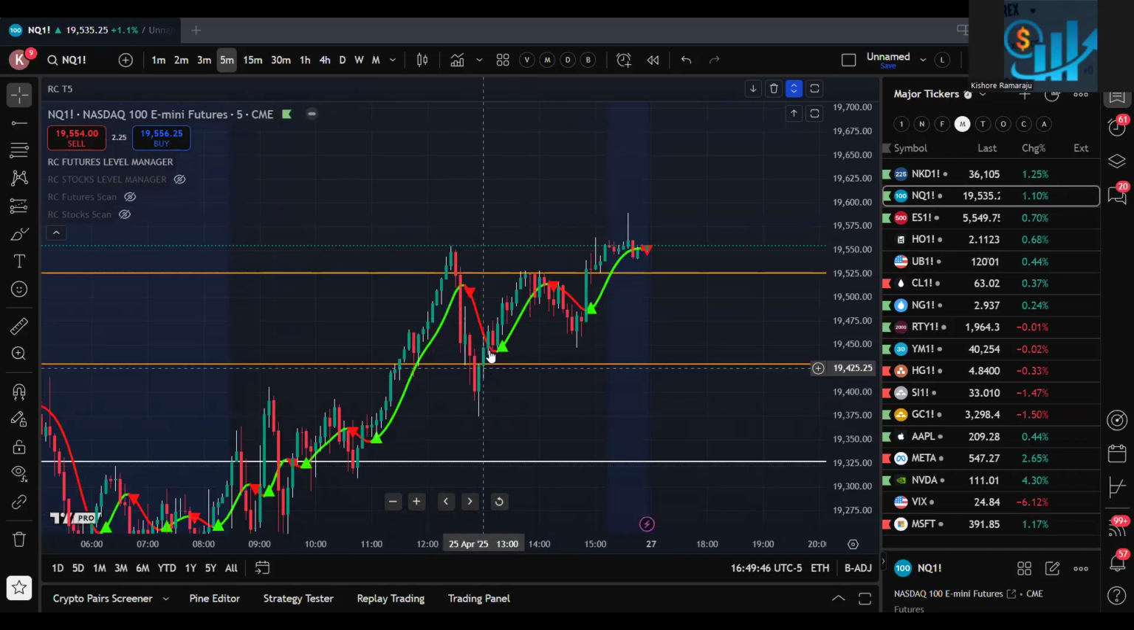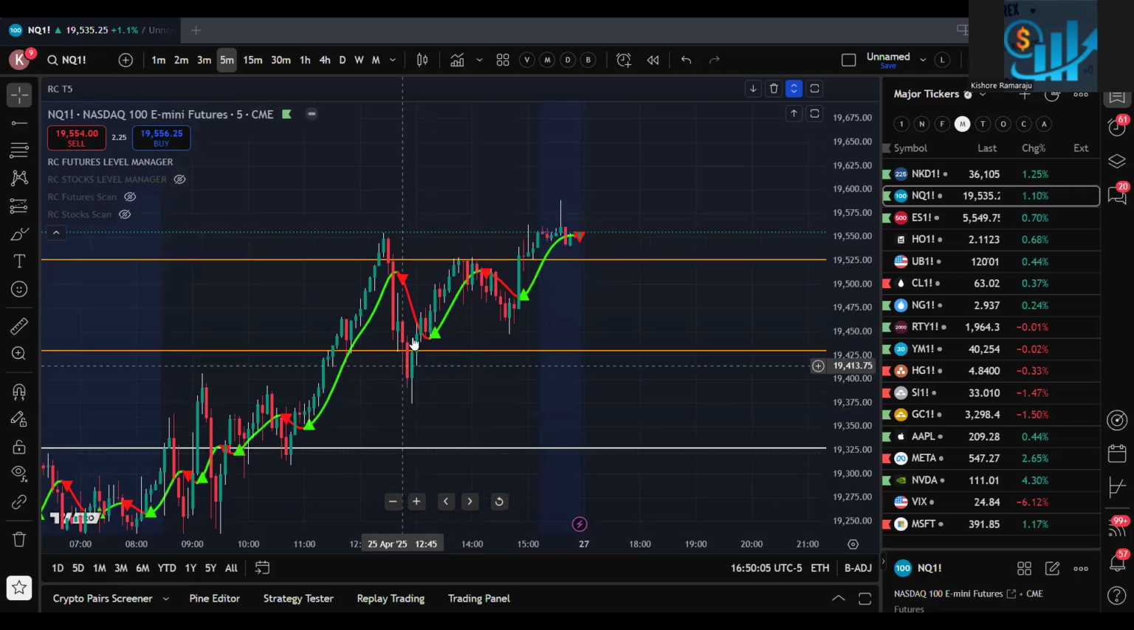Again, it came here. This level acted as a support. Because this broke, this resistance will become support now. First time, price went all the way to the second resistance level. Second time it tried to bring down, but this level acted as a support and took the price all the way up again.